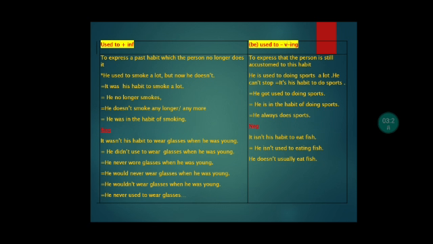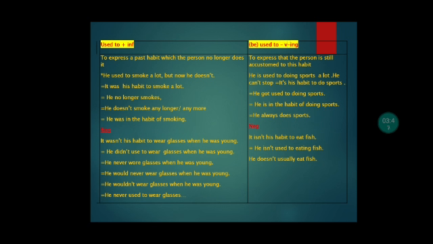Okay? But be used to plus ing. Look at be used to plus ing. It expresses a continuous habit. It means the person is still accustomed to the habit. He still does the habit. He's still in the habit.